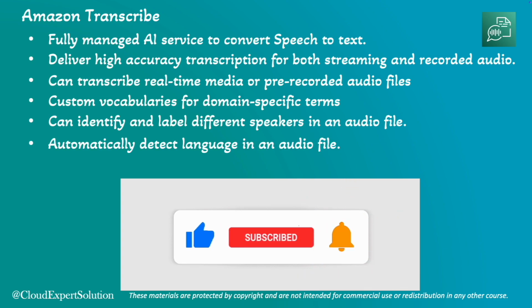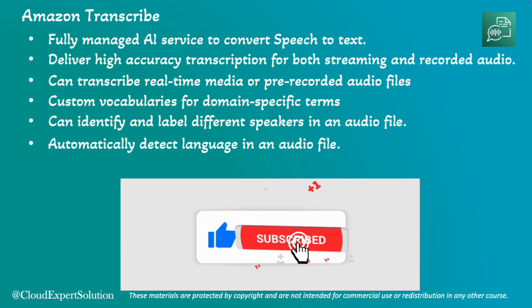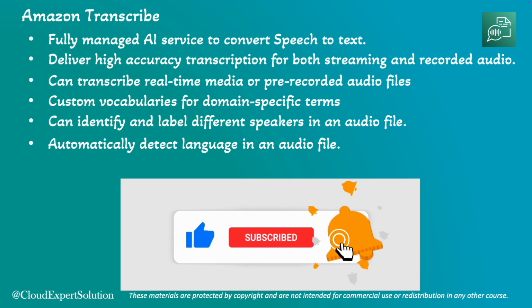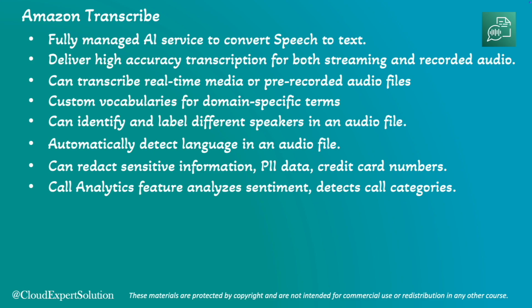In terms of automated language identification, it can automatically detect the language spoken in the audio file, making it easier to work with multilingual content. Amazon Transcribe can redact sensitive information such as personal data, social security numbers, credit card numbers, or personal health identifiers from the transcription to ensure privacy and compliance. Amazon Transcribe can also provide a call analytics feature. This feature provides insights into customer calls by analyzing sentiment, detecting call categories, and generating summaries, which helps us to improve customer service and agent performance.